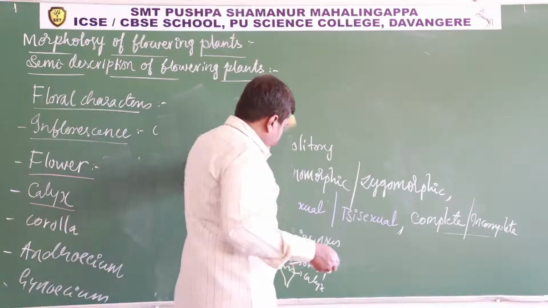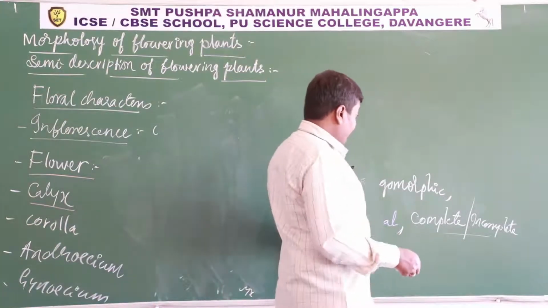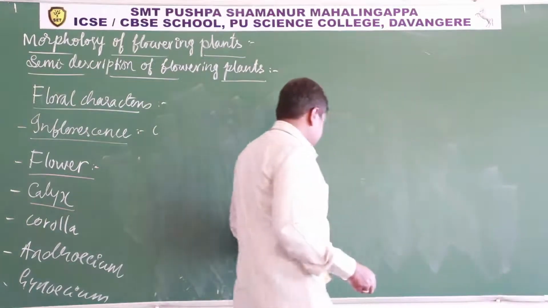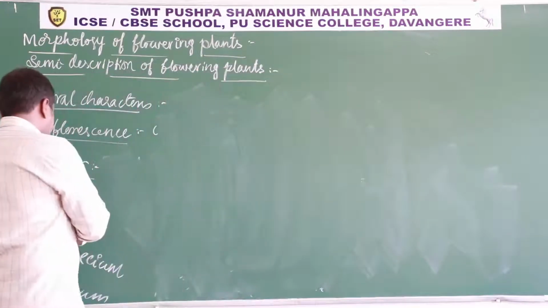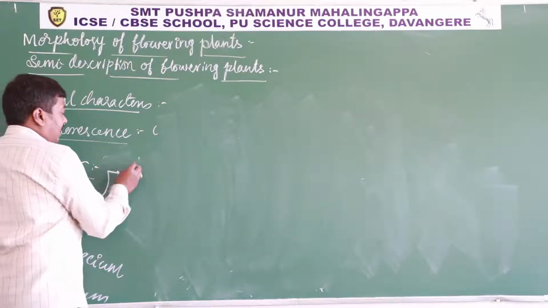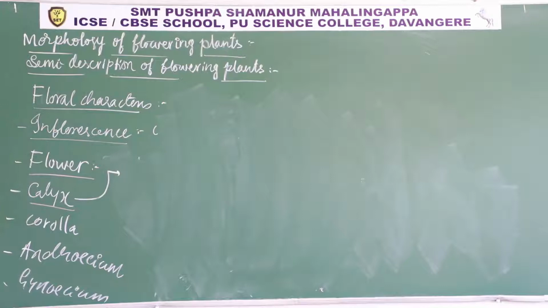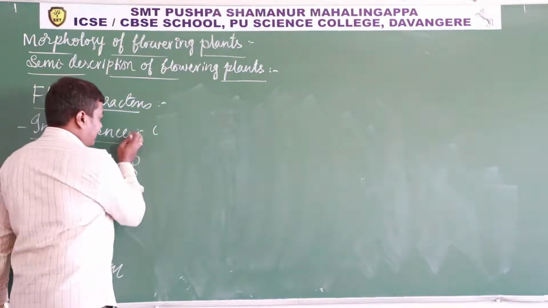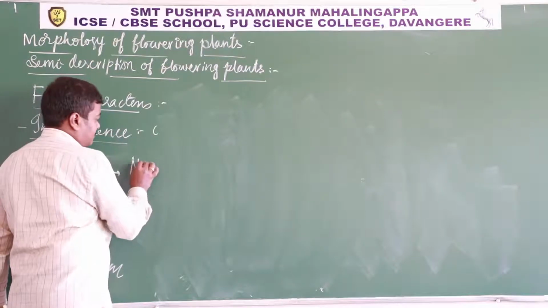So the flower characters describe the entire flower, and for the individual parts you are going to write separately. So it begins with the calyx. The calyx has many individual members, each called a sepal. So you need to write how many sepals are present. Number of sepals you need to write first.